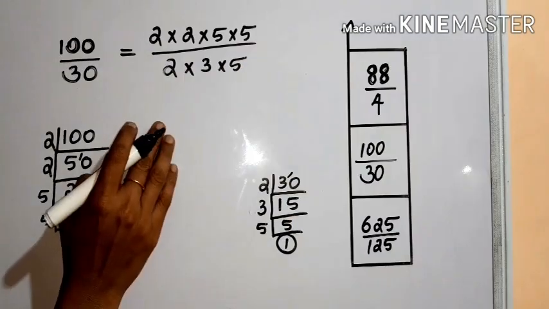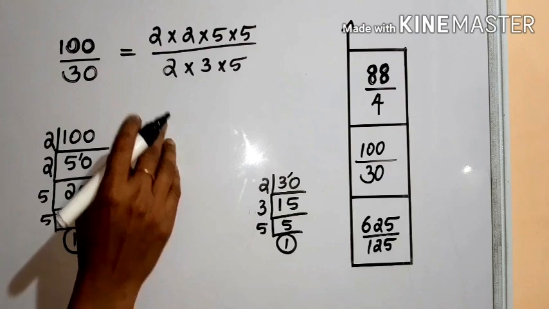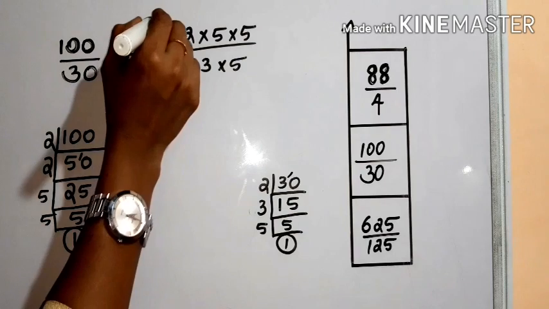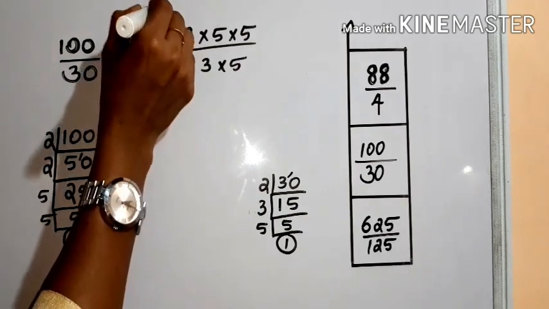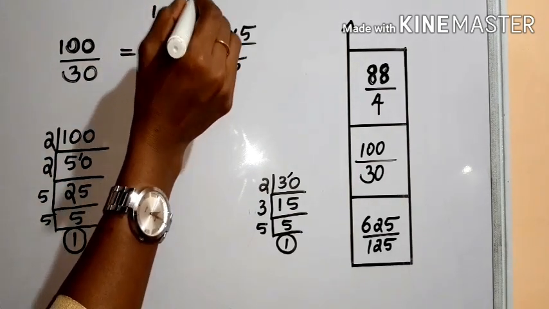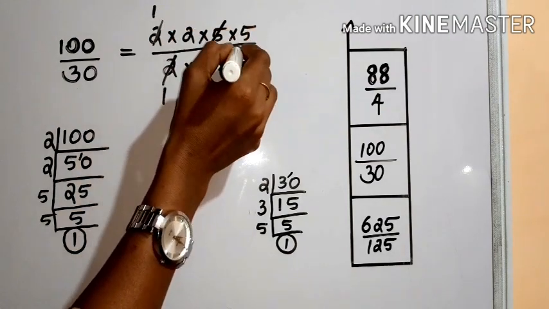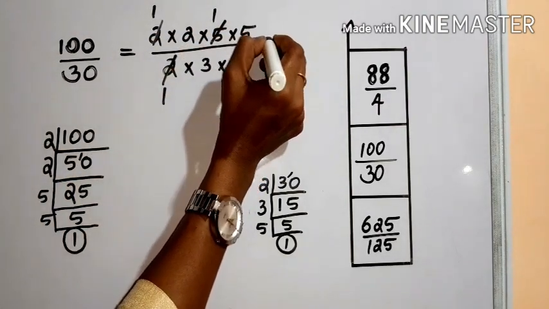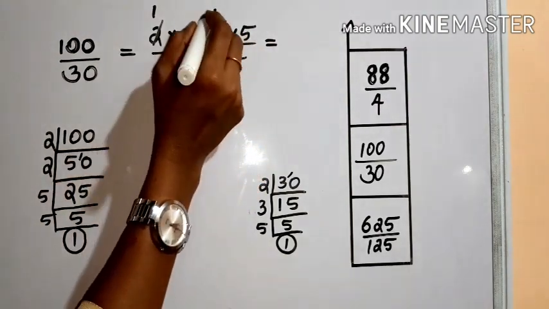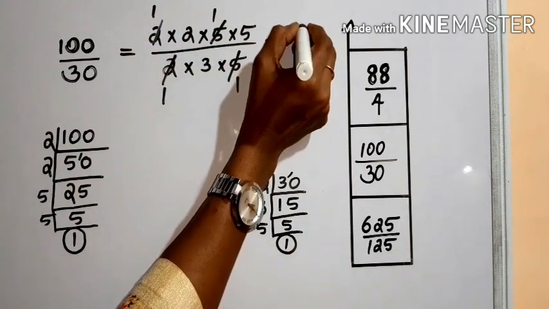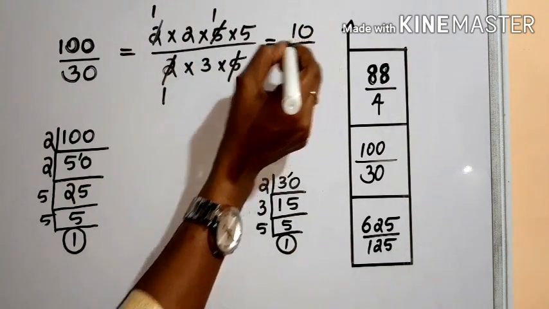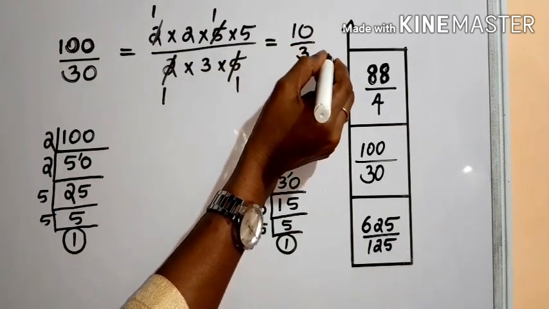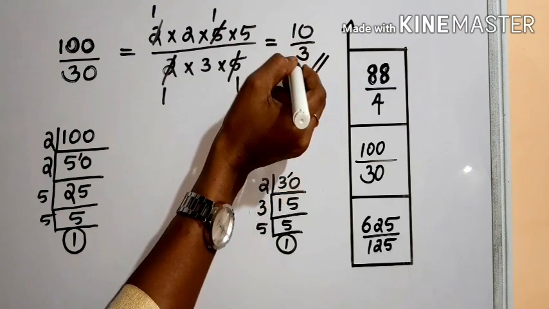Right? Now we have to cancel common numbers or factors from the numerator and the denominator. Here 2 by 2 is 1 by 1. The next common factors, 5 by 5 is 1 by 1. Common factors are over. Then 1 into 2 into 1 into 5, answer 10, divided by 1 into 3 into 1, which is 3. So its reduced form or lowest form is 10 by 3.